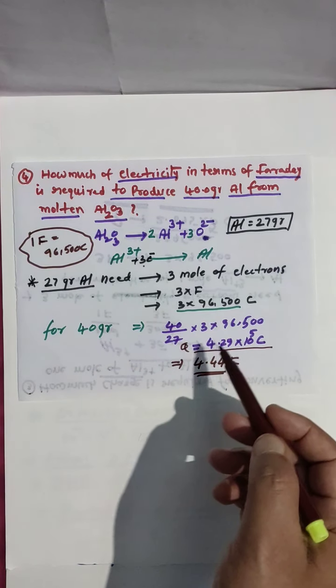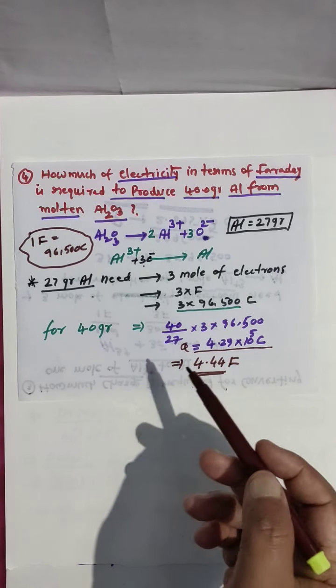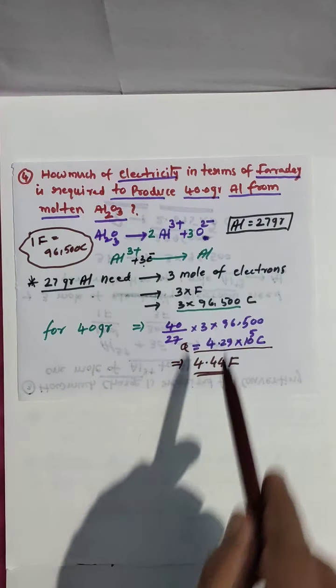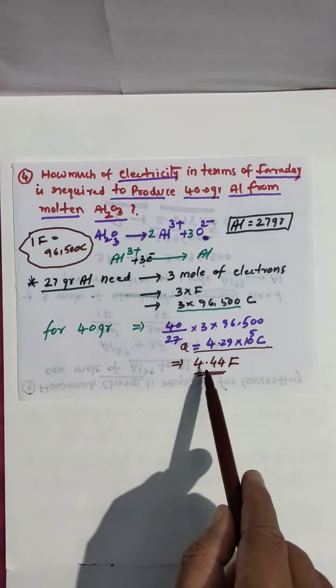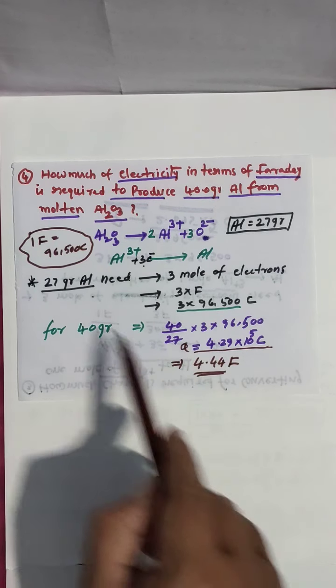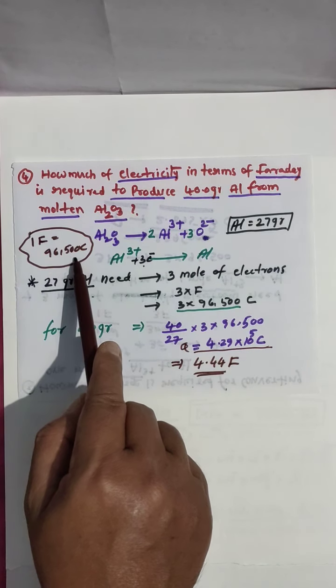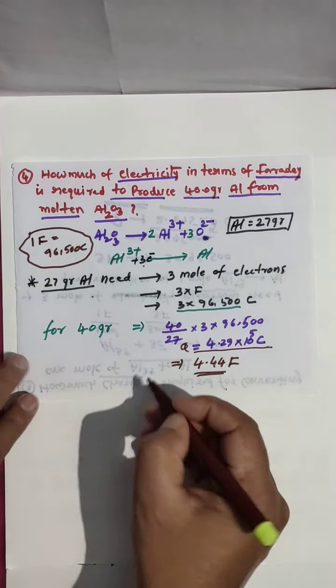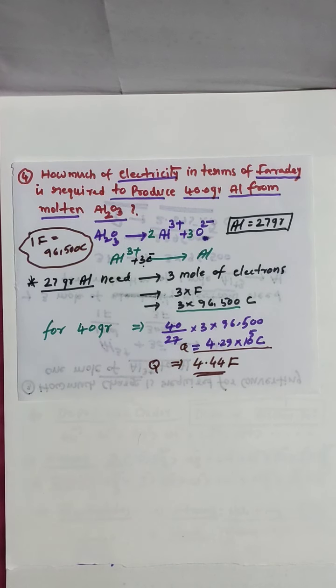This is a previous year question for NEET. This is the method to calculate how much electricity is required in terms of Faraday. First we calculate it in coulombs, then you convert that into Faraday. 1 Faraday is equal to 96,500 coulombs, and for this many coulombs, how many Faradays? You know how to calculate. So this much charge we have to supply to reduce Al3+ in Al2O3 to Al. This is one important problem we learned from our NCERT textbook.